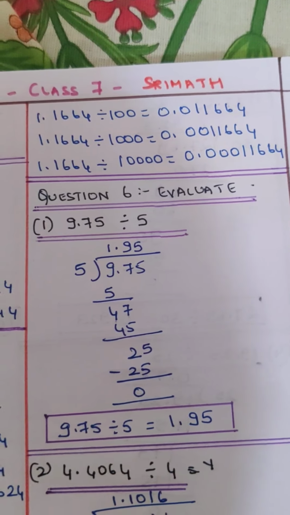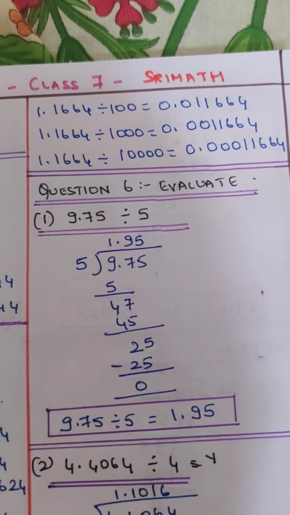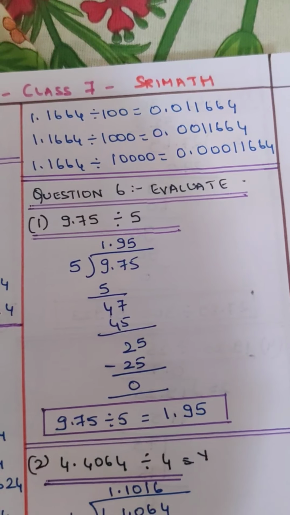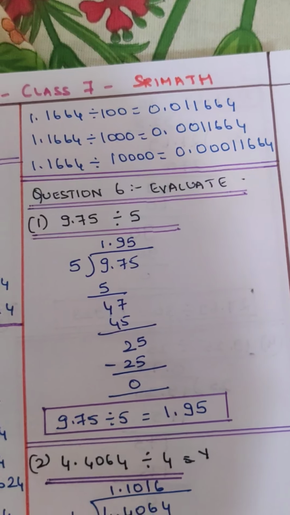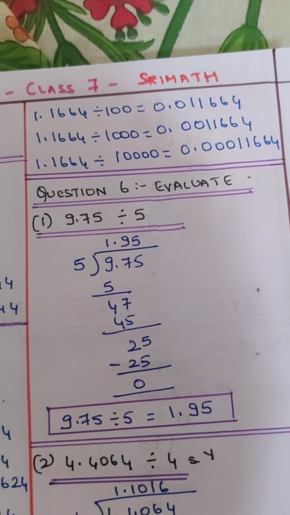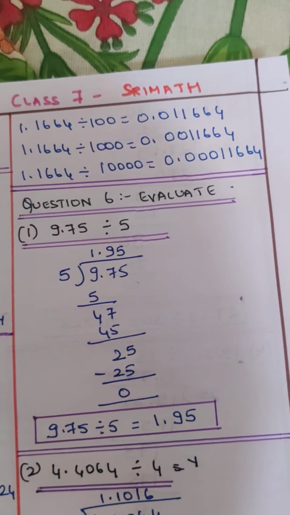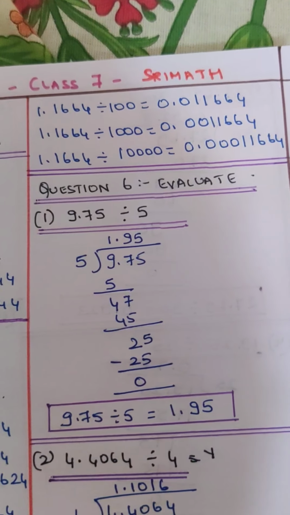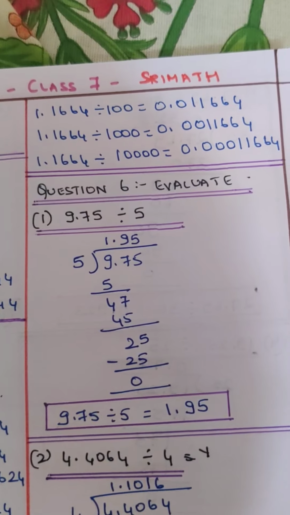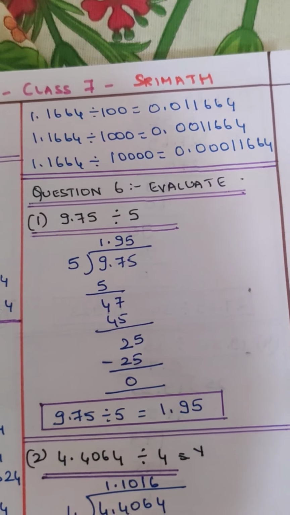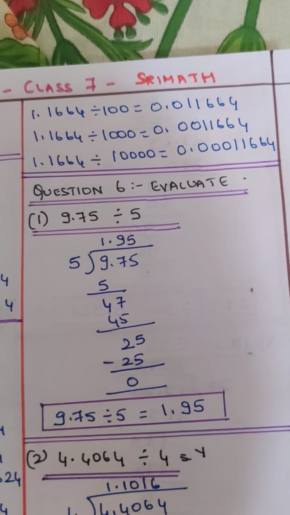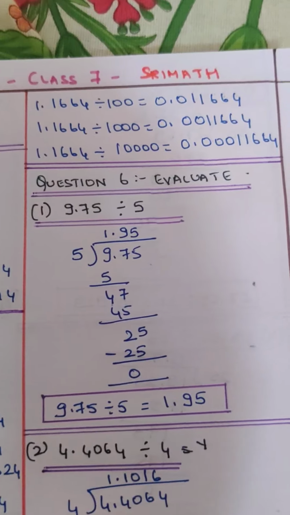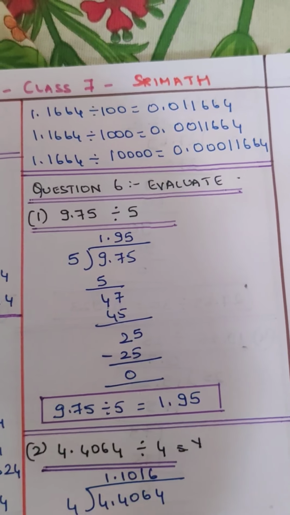Next, 1.1664 divided by 100 is equal to 0.011664. 1.1664 divided by 1000 is equal to 0.0011664. 1.1664 divided by 10,000 is equal to 0.00011664. I think I'll end this video for 2 questions itself because it's been a time consuming video.